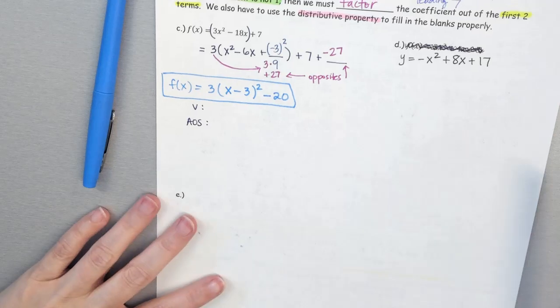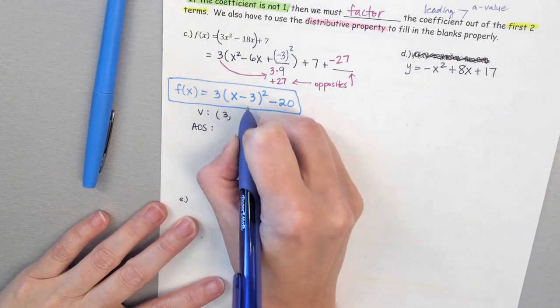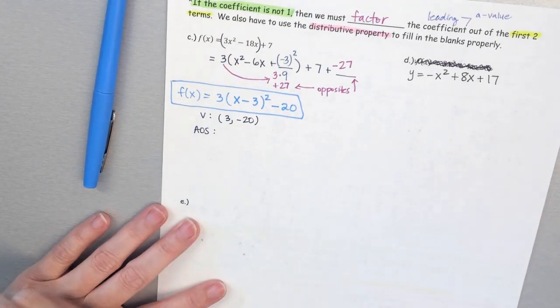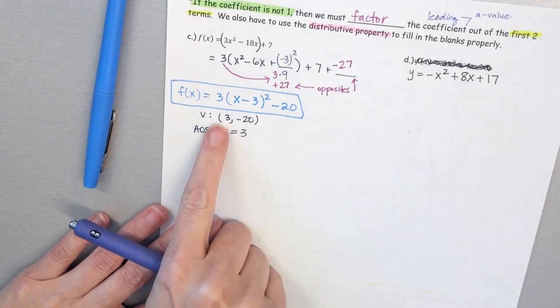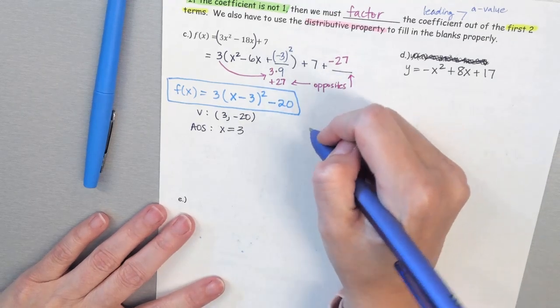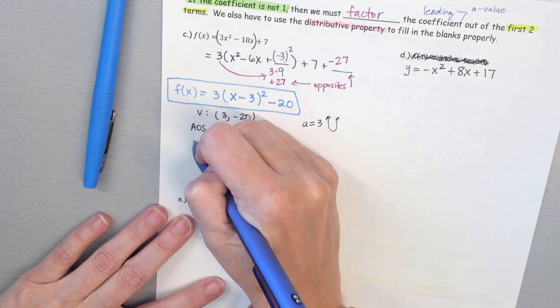Okay, so your vertex is not affected by the A value. It's still the opposite. So it would be 3, negative 20. Your axis of symmetry should always match your x-coordinate. So if this is 3, this is x equals 3. And then your A value is 3, so still positive, which means you still have a minimum value.